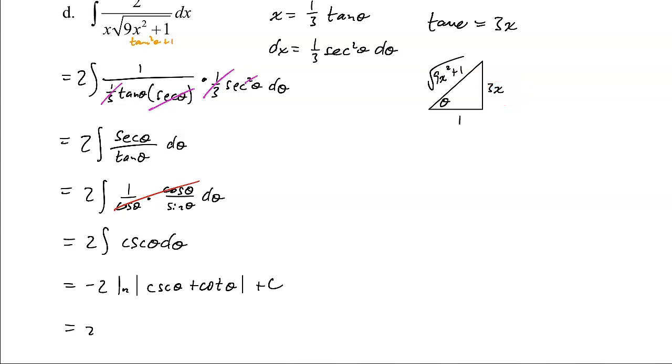So this will be negative 2 ln absolute value of the hypotenuse, so 9x squared plus 1, plus adjacent, which is 1, over opposite, which is 3x. Close my absolute value, plus C. Alrighty, that's it for this one.